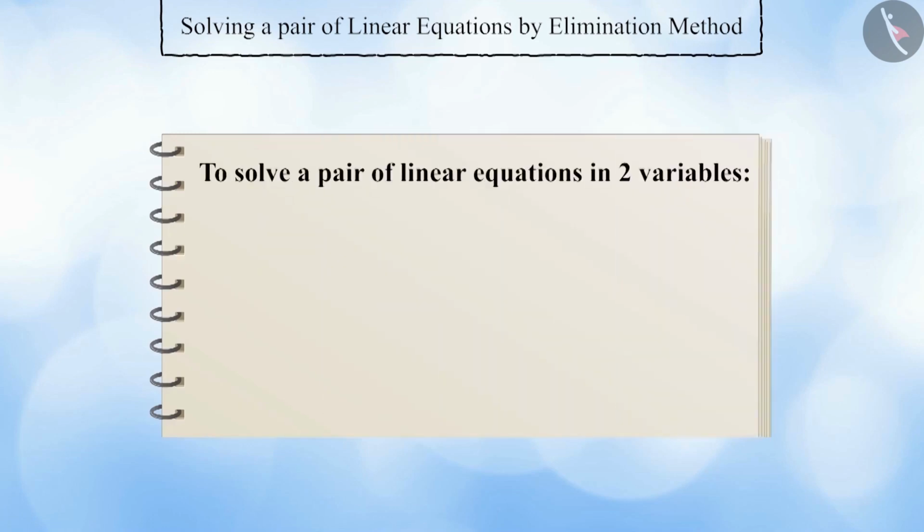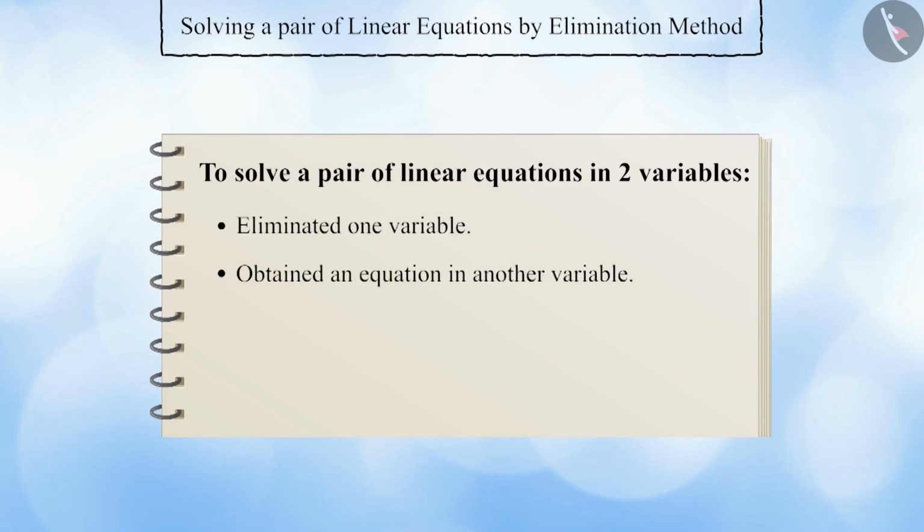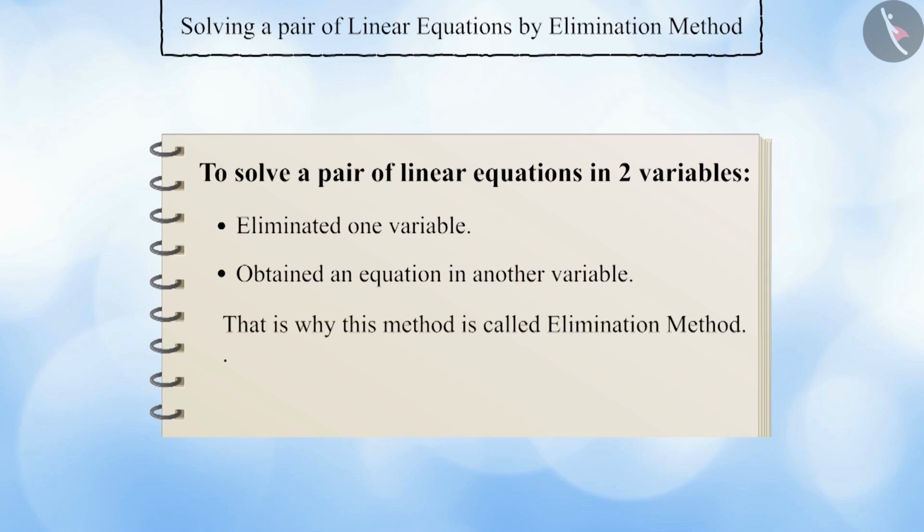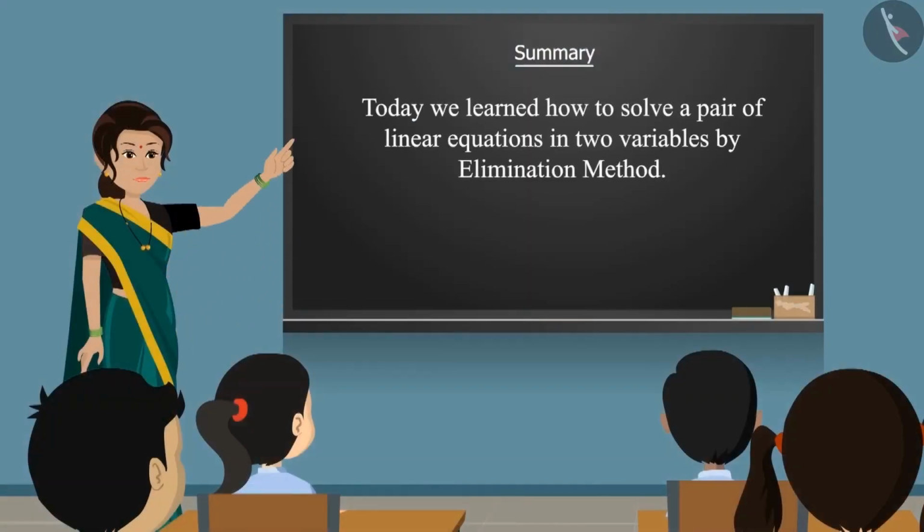Here, to solve a pair of linear equations in two variables, we eliminated one variable and found an equation in terms of the other variable. This is why this method is called the elimination method. In today's video, we learned how to solve a pair of linear equations in two variables by the elimination method. In the next video, we will look at some examples based on this method.